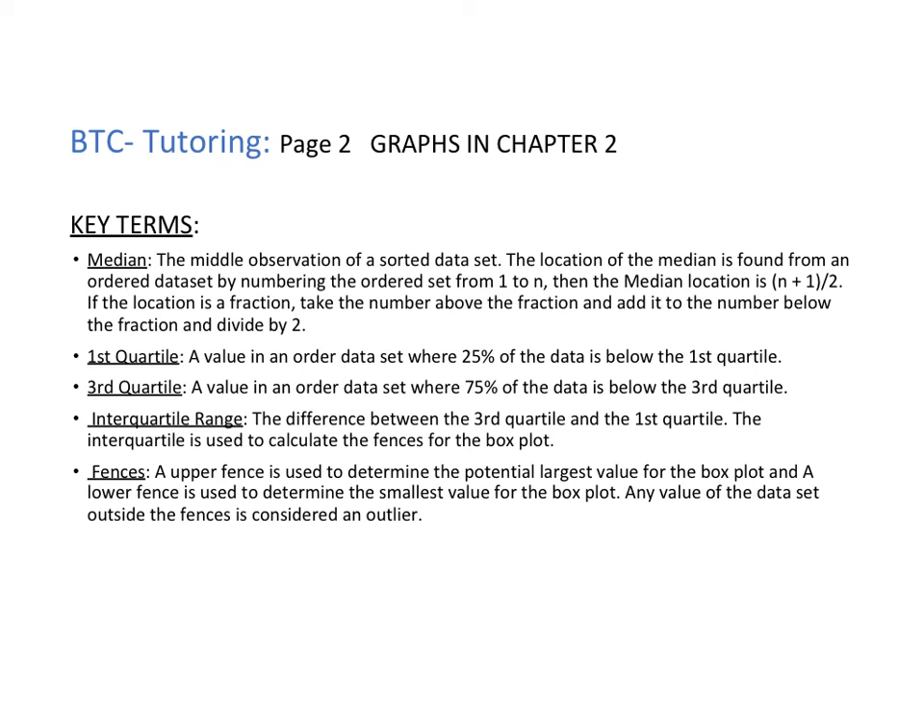And finally, the term fences. An upper fence is used to determine the potential largest value for the box plot, and a lower fence is used to determine the smallest value for the box plot. Any value of the data set outside the fences is considered an outlier.